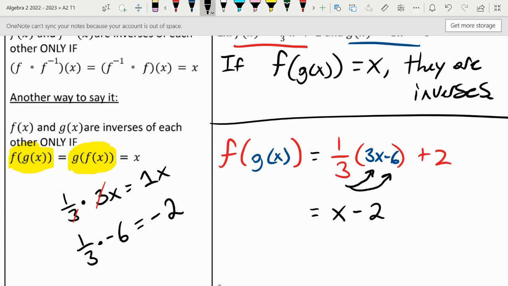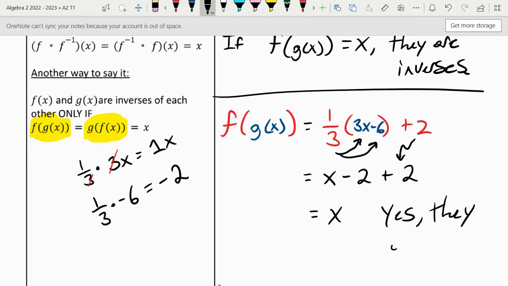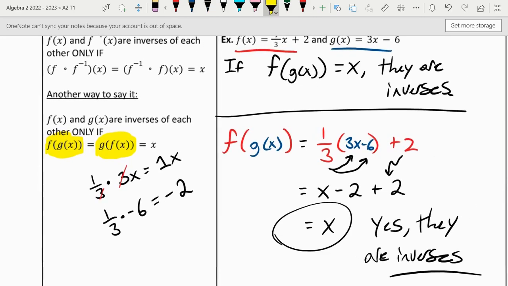So x minus 2 plus 2. I just carry it down. It's just coming with us. Negative 2 plus 2 is 0. So this just equals x. So I know that yes, they are inverses, because it equals x. Okay, so if you know this property is true, you can always check to see if that's the case, and that's a great tool to use.